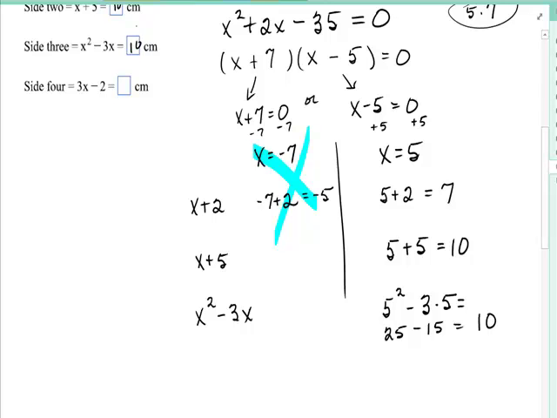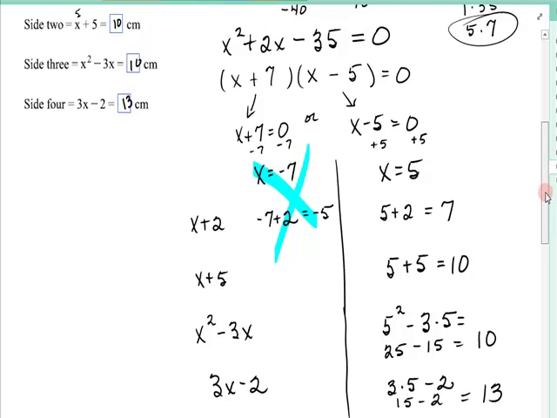And then finally, the last side that I'm supposed to work on is 3x minus 2. If x is 5, it is 3 times 5 minus 2, which is 15 minus 2, or 13.